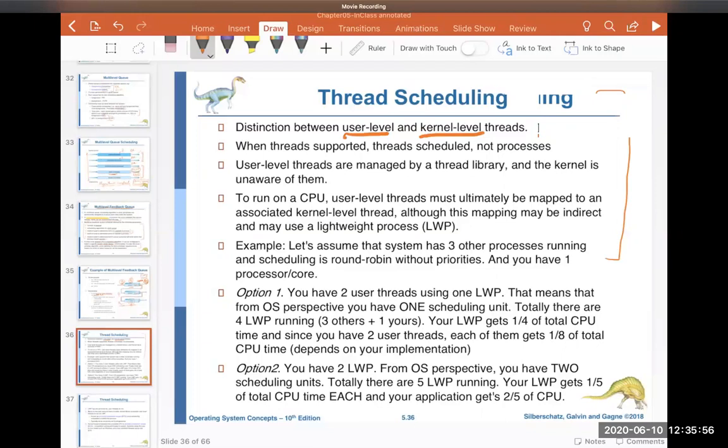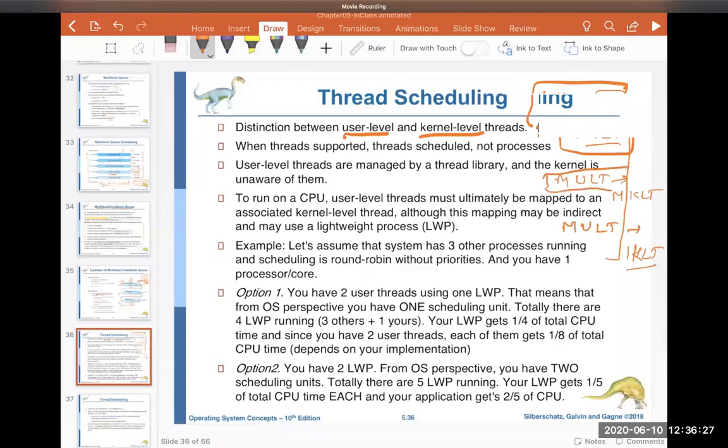So in one-to-one, one user level thread is converted into one kernel level thread. It may be many user level threads converted into many kernel level threads, or many user level threads converted into one kernel level thread. This is called mapping. This is called another mapping. In modern systems, processes run as threads. If it does not create more threads, it is a single threaded application. So one user level thread would create one kernel level thread.